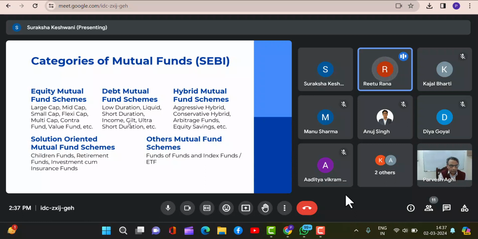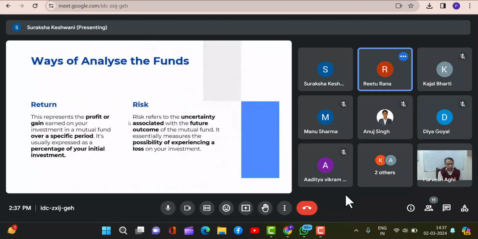The fourth one is solution oriented mutual fund schemes. It has children funds, retirement funds, investment or insurance funds. The last one is other mutual fund schemes. These are funds of funds, index funds, and ETFs, as we call them. Coming on to the next slide.